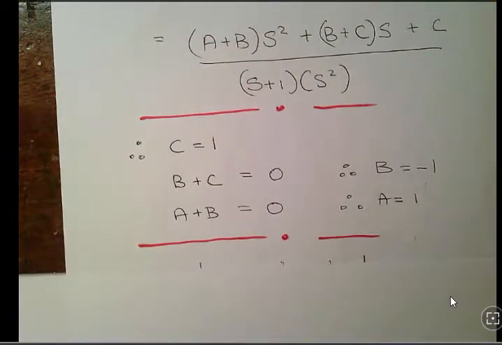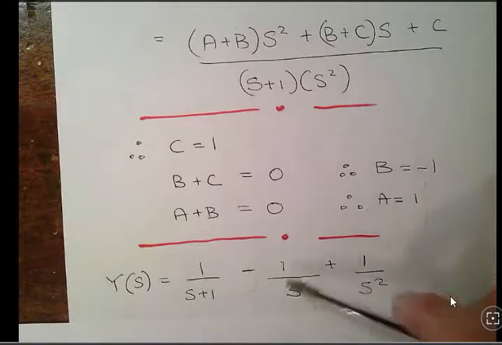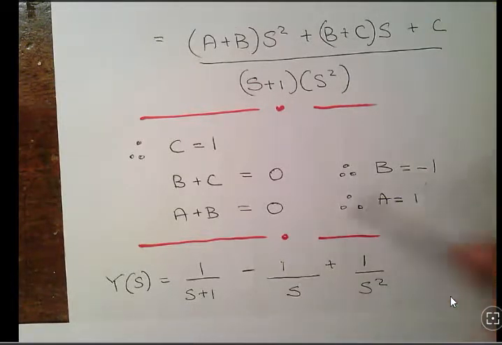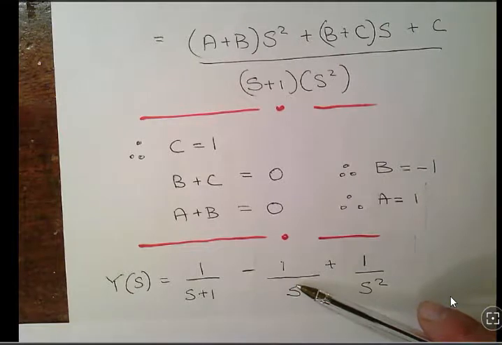So what we have here is Y of s equals 1 over s plus 1 minus 1 over s plus 1 over s squared. Essentially what I've done here is break up bs plus c into two parts, and the s and the s squared cancelled out to 1 over s, and then 1 over s squared. So that's the bs over s squared component there.